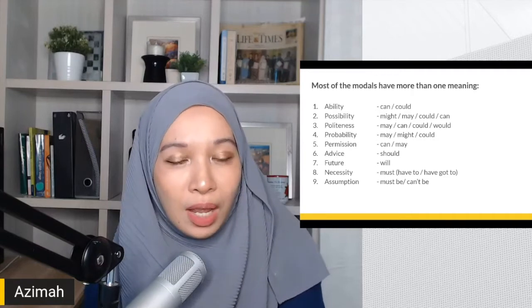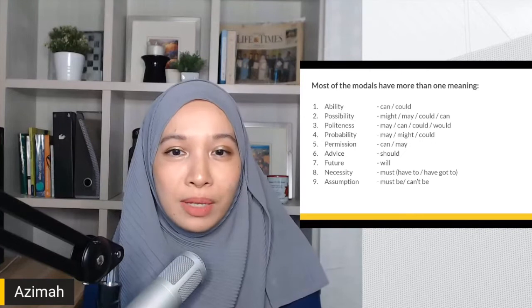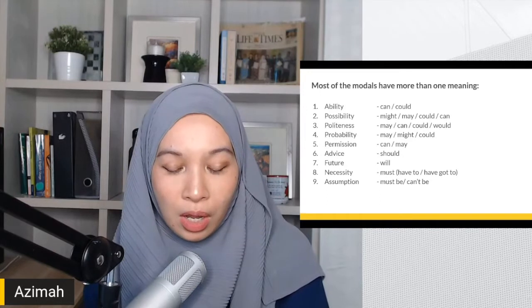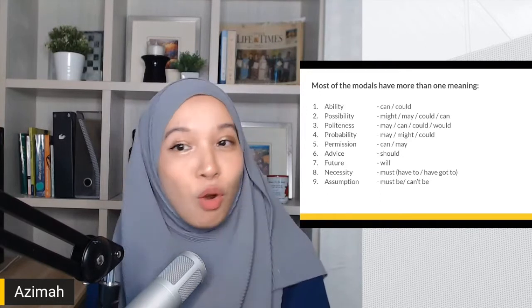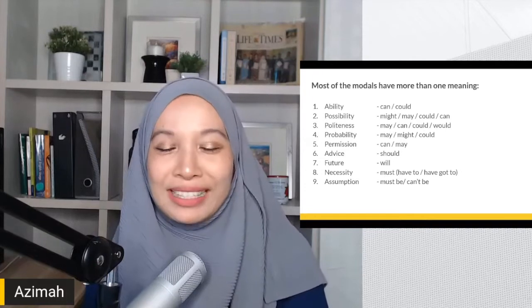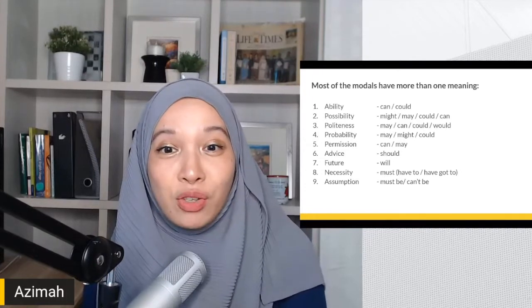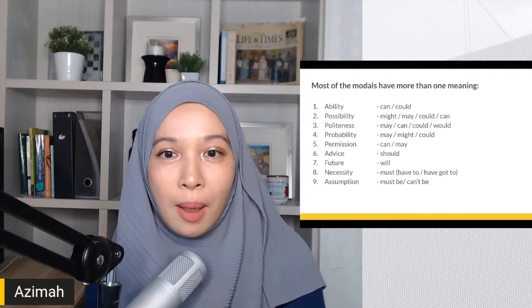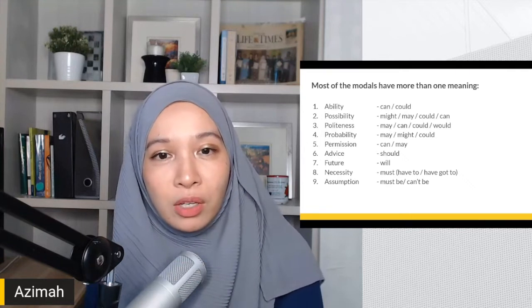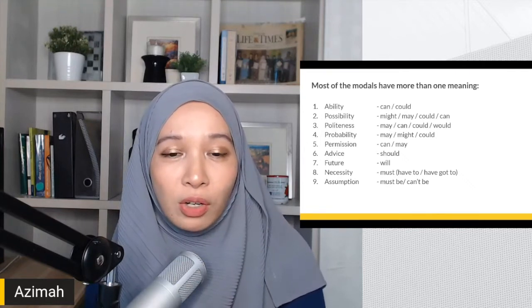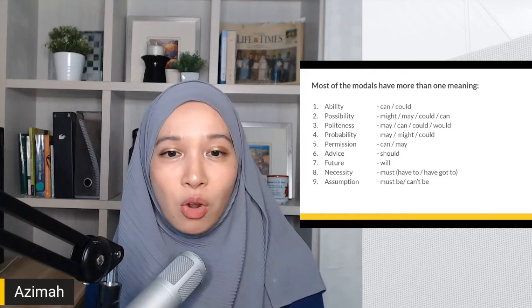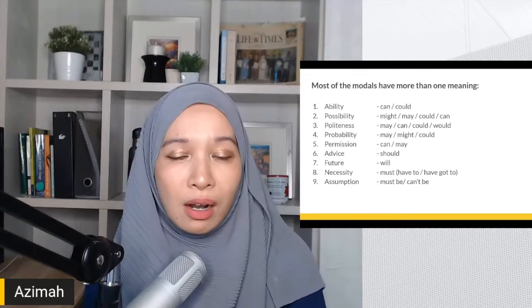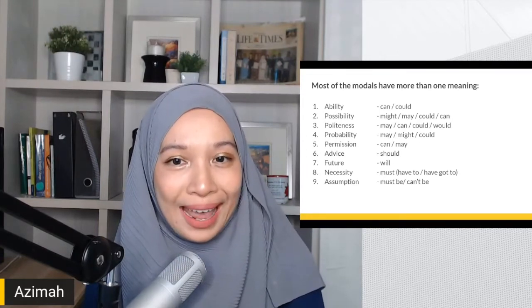The first meaning is ability. Ability can be expressed with the modal verbs can and could. For example, I can speak 4 languages fluently. It's just an example, it's not true. But that means I'm using can to mean ability, right? There's an overlap as well, because can could also mean possibility. If you take a look at all of these, they basically overlap. For possibility, the modals are might, may, could, and can.